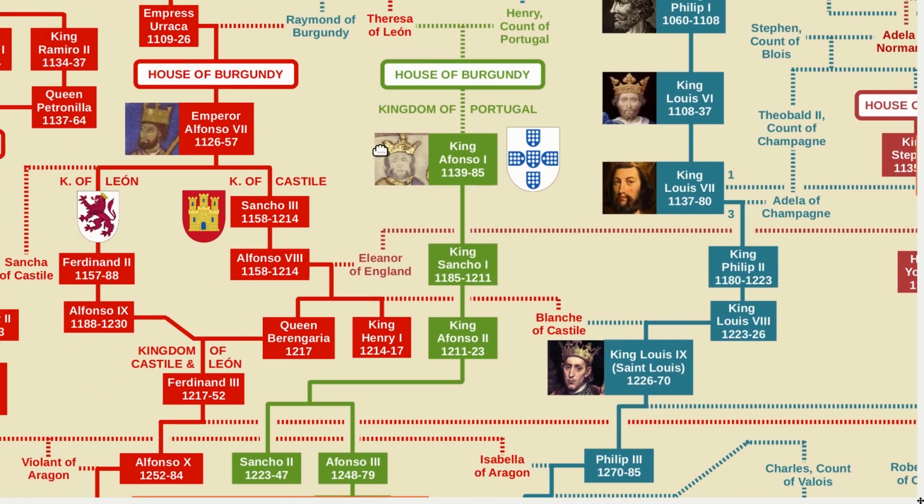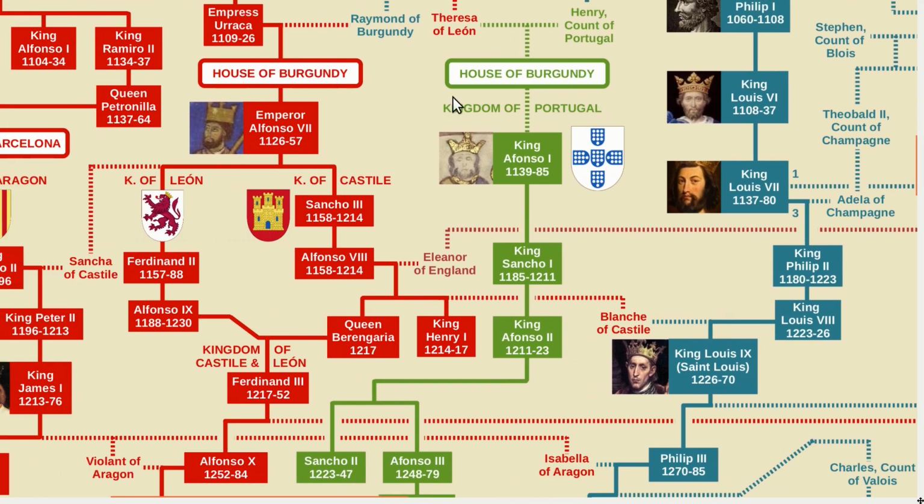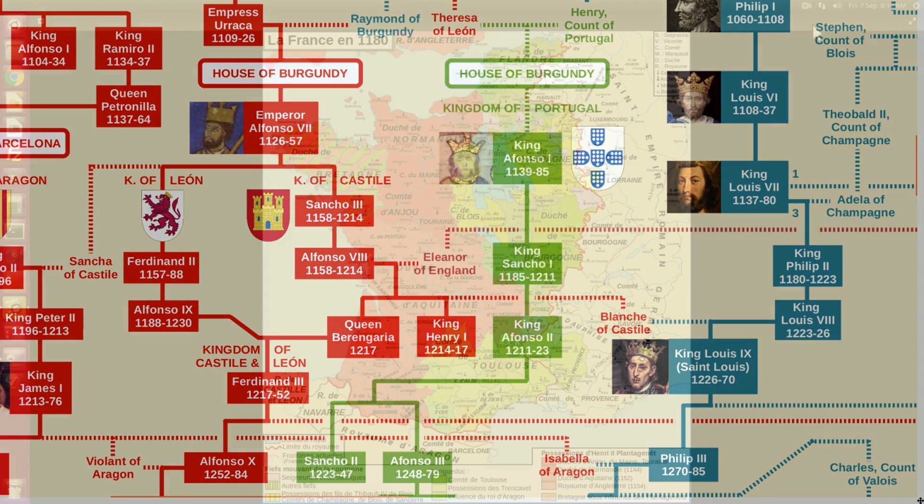And the first thing I want to explain is the difference between these two houses of Burgundy. The first royal dynasty in Portugal was the House of Burgundy, and at the same time, there was also a House of Burgundy ruling in Spain over the kingdoms of Castile and Leon. But surprisingly, these two houses are not the same, and in fact, are not even related.